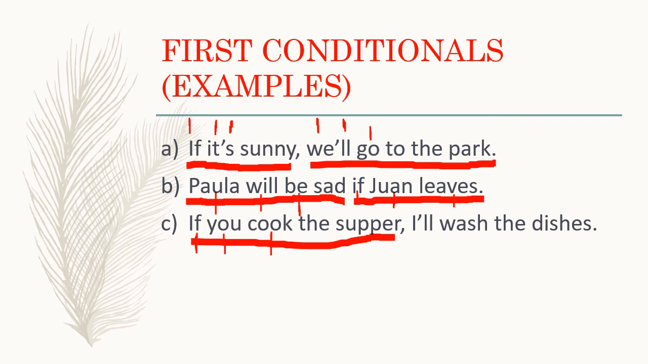Okay? So, main clause: I'll wash the dishes. The pattern, again, is the same. That is the subject. I will, you have the will there, but contracted again, shortened form. And then you have the verb wash in the base form. Okay? What is the meaning of the third sentence? Possibility. Again, possibility. Because that is the meaning of first conditionals.